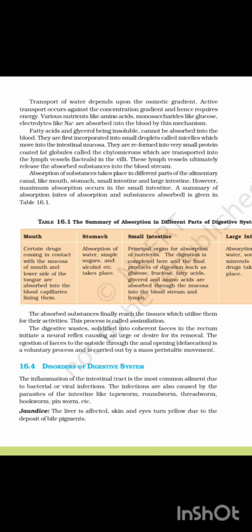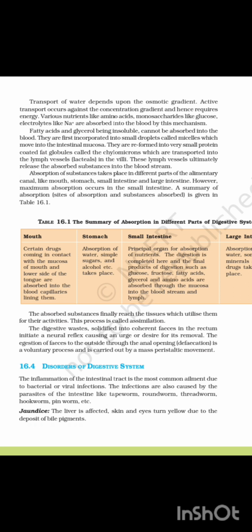The digestive waste is solidified into coherent feces in the rectum. The feces in the rectum initiate a neural reflex causing an urge or desire for its removal. The ejection of feces to the outside is through the anal opening. Defecation is a voluntary process and is carried out by a mass peristaltic movement.